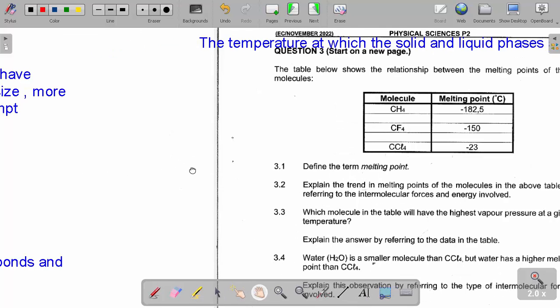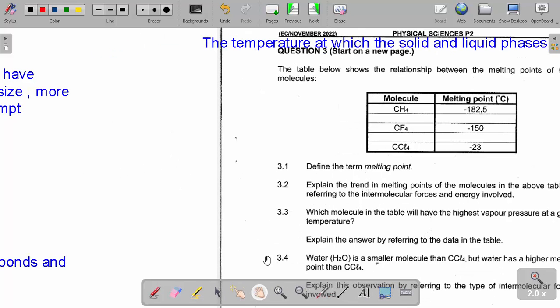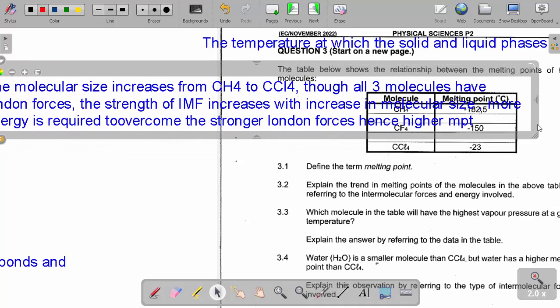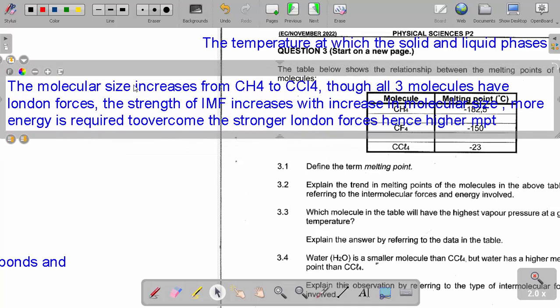Okay, write it down for us. It is here written down for you. So we are saying that the molecular size increases from methane to carbon tetrachloride. Though all the three molecules have London forces, the strength of intermolecular forces increases with increase in molecular size. So more energy is required to overcome the stronger London forces, hence the high melting point down the table.